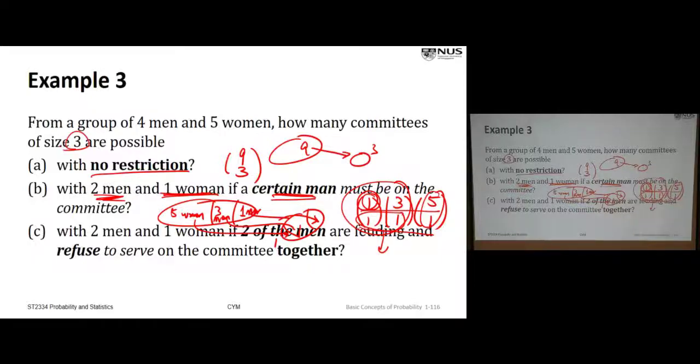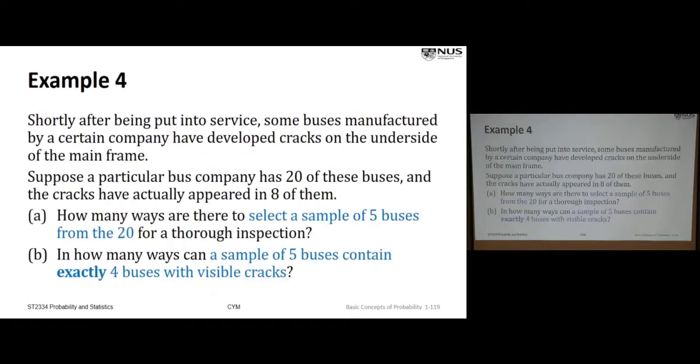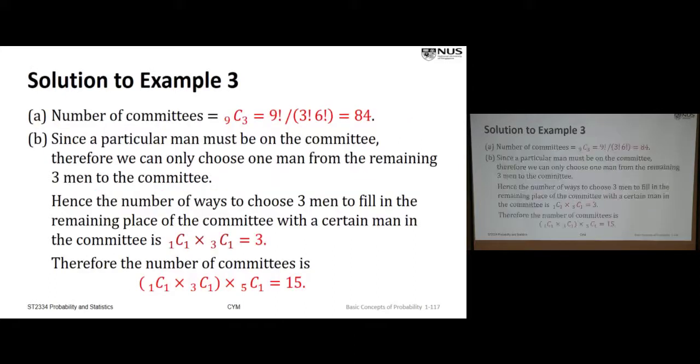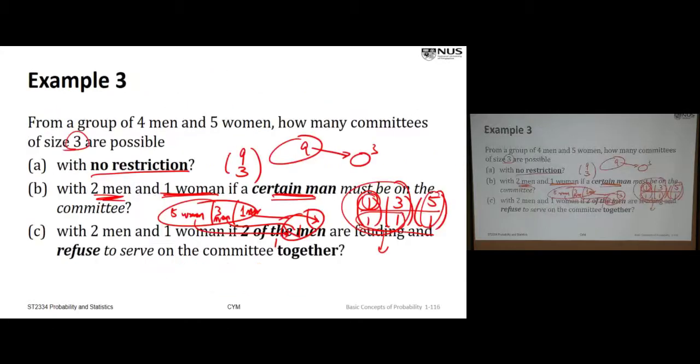All right? How about C? So for C, we have to work it in the opposite, in the complement way. So we still want 2 men and 1 woman, but 2 of the men are feuding and refuse to be in the committee. Now, this one is hard.